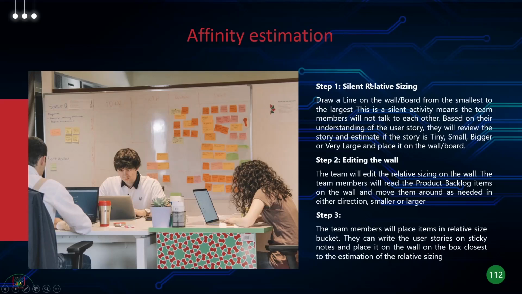What we're doing here is kind of like a silent relative sizing. These methods are very similar. So the team will go and draw a line on the wall, or if they have a whiteboard, from the smallest to the largest, right? Kind of like size 1, size 3, size 5, something like that.